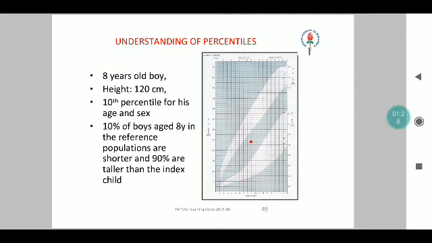When I say percentile, taking the example of that same 8-year-old boy who was 120 centimeters in height, he falls for 10th percentile for his age and gender, his height. The implication of that is 10% of the boys are shorter than him at the same age, whereas 90% are taller than this child whom we are considering. That is the implication of percentile.